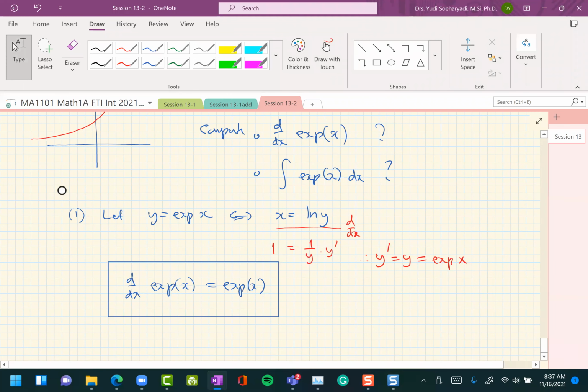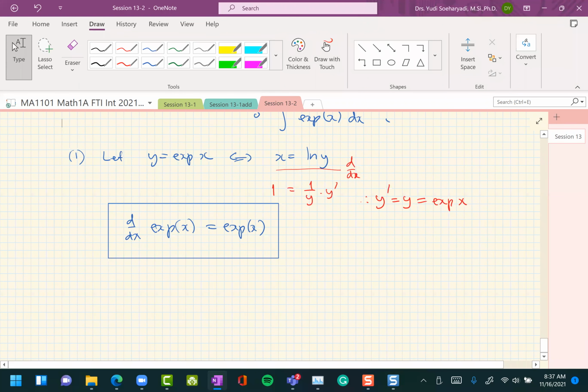Now, if the derivative doesn't change, remains the same, then the integral also doesn't change anything.